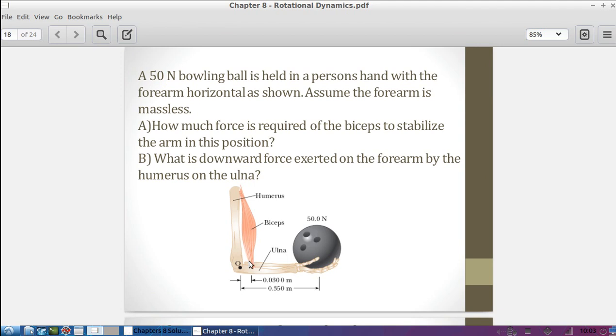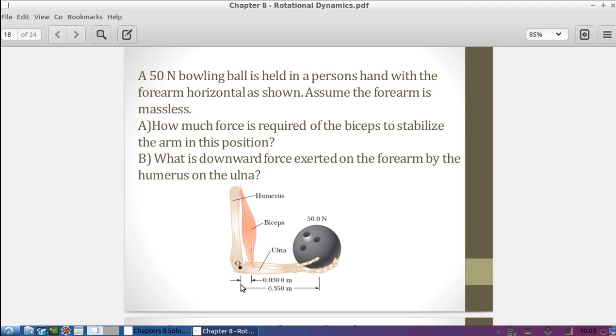The biceps muscle is applying a force to the forearm. The bowling ball is applying a weight force to the forearm. And also, this isn't anatomically correct necessarily, because the humerus will actually apply a contact force kind of at an angle. But for the sake of simplicity, we're going to say that the humerus is going to apply a contact force straight down in the negative y direction. Again, the way this joint is shaped is that it's kind of in this direction, but what we'll do is we'll simplify it.